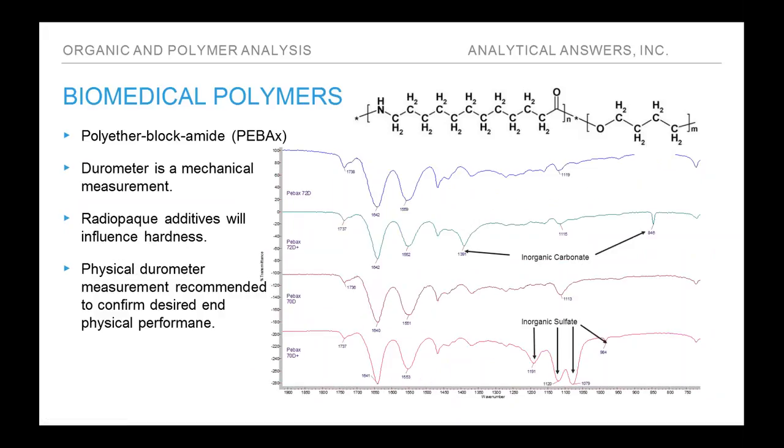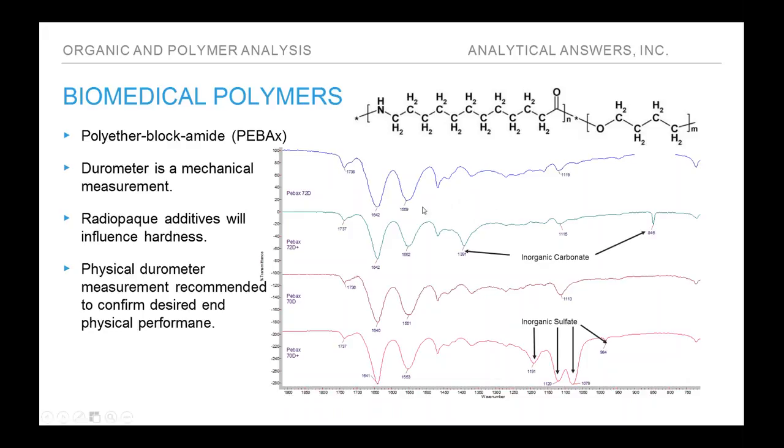However, I will point out that durometer is a mechanical measurement. It's an ASTM standard test that describes using a spring-loaded plunger or probe of a particular geometry, with a spring of a particular force, and it measures how far it will penetrate into a sample, and that's scaled on a range of 0 to 100.